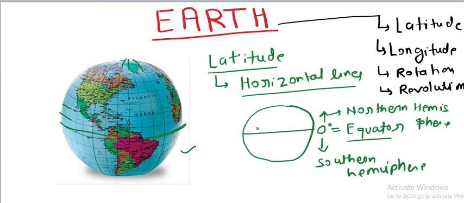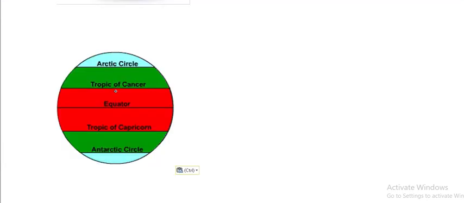As we move away from the equator on either side, there are several lines like this, and all of these are latitudes, and the last point is 90°. Here also on the south side, 90°. So latitude can be between 0° to 90° on the north side and also on the south side. Here you can see different latitudes. This is the equator, 0°.